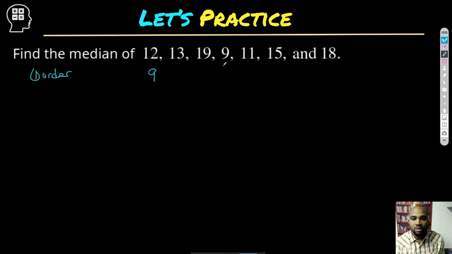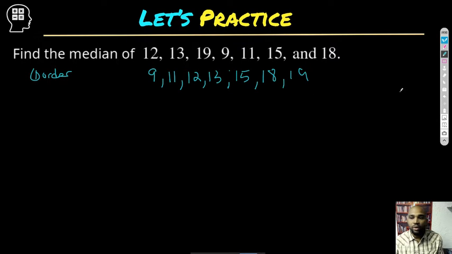And going up from 9 is 11. Then 12, 13, 15, 18, 19. I forgot 15. So 1, 2, 3, 4, 5, 6, 7. So we have an odd number. The fact that we do have an odd number tells us that we're going to have 1 in the middle. So it should be easy to find because here's 3 and here's 3 numbers. So the one right in the middle is our median, and that would be 13. So it's that simple.